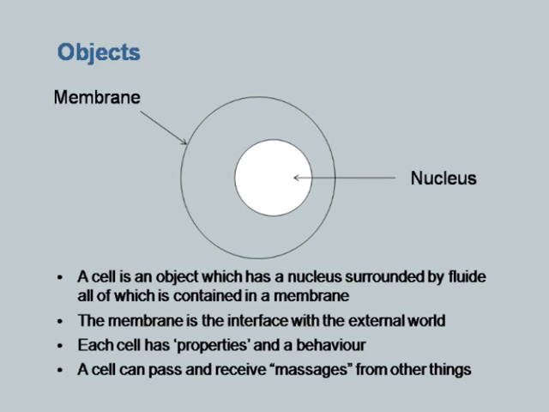That cell is an object. Those of you who have studied some basic biology would remember that every cell has a nucleus. By the way, all the information about that cell is contained in the nucleus, because your DNA, RNA, etc. are all part of that nucleus. This nucleus is surrounded by some fluid, and then there is a membrane.